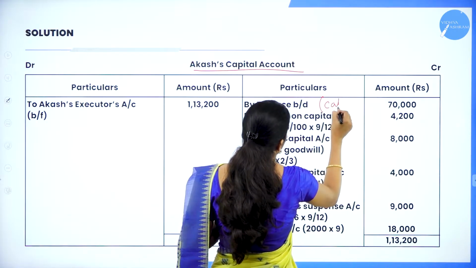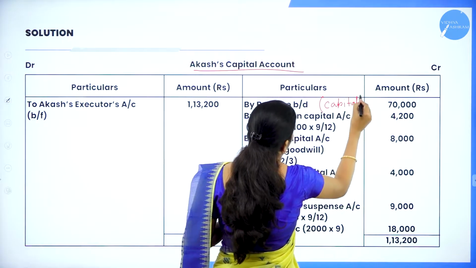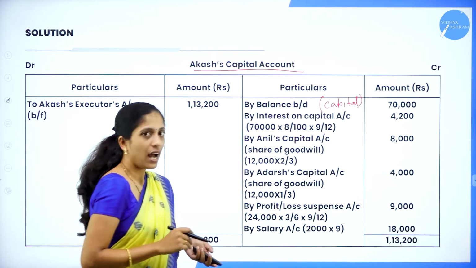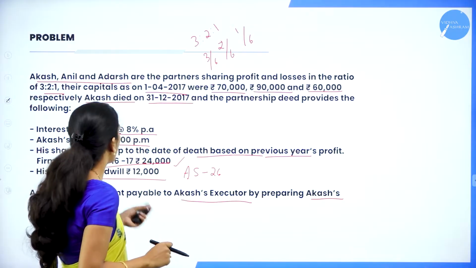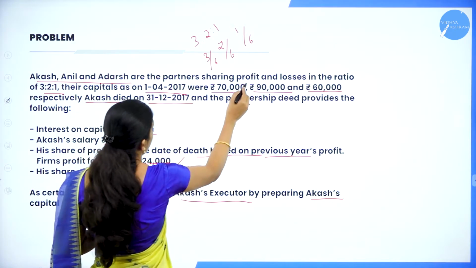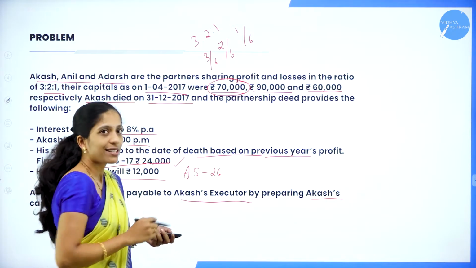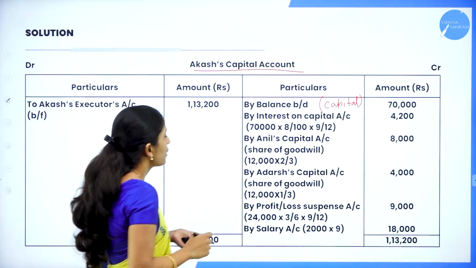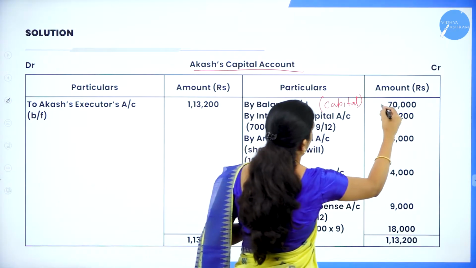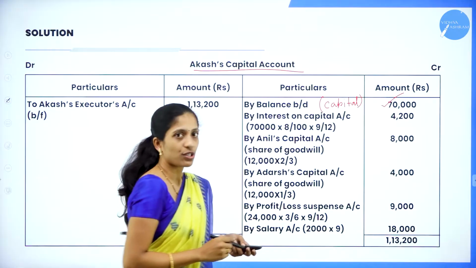This is the capital of the deceased partner Akash. Now, what is the capital of Akash? It is rupees 70,000. So this is the capital of Akash. Write it as by balance brought down rupees 70,000.